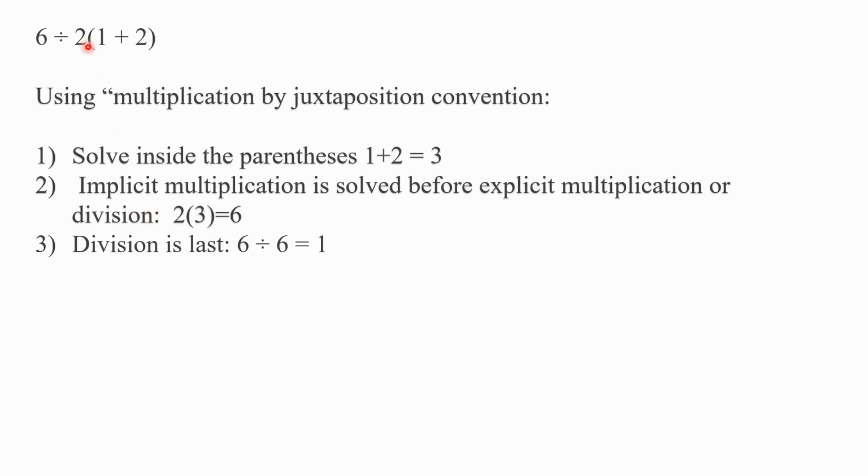You actually, in this case, do the 1 plus 2 is 3, and then you take 2 times 3, because multiplication by juxtaposition gives a higher priority, even though this multiplication is sitting right of the division that you see here. The implicit multiplication would come first. So lastly, you would do the division. 6 divided by 6 equals 1. So you can justify it through this.